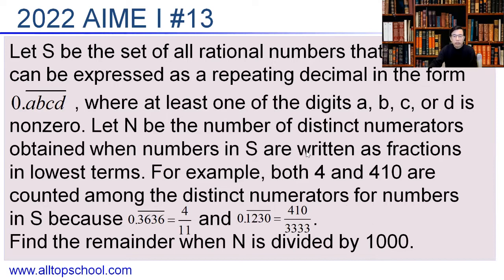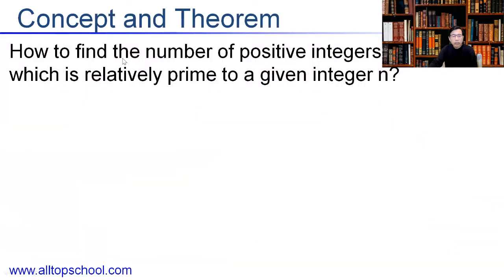Okay, notice that this says the fractions in lowest terms. That means the fraction is reduced. There's no fraction with a common factor between the numerator and the denominator. Before we talk about the solution, we're going to give some concepts and a theorem first.